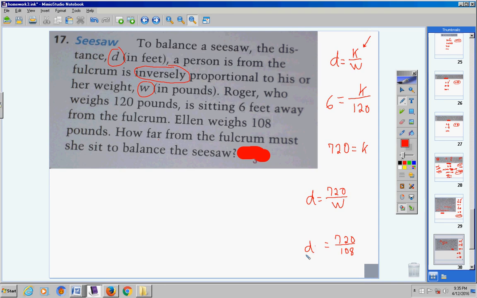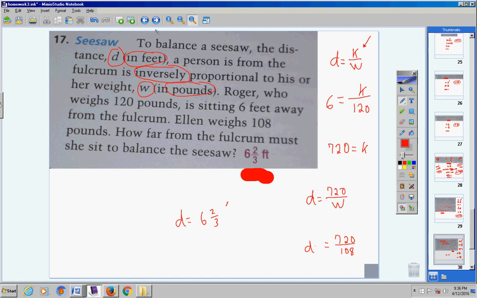720 divided by 108 is going to give me 6.6 repeating. So the distance in feet is 6 and 2/3, or 6.6 repeating. And that is the correct answer. Feet, of course, because your distance is in feet and your weight is in pounds.